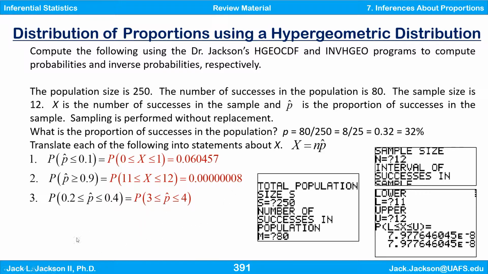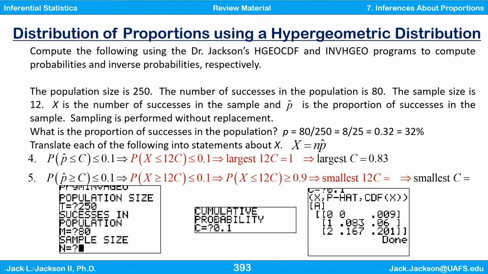The next one here, from 3 to 4, we just run the same program, just lower is 3 and upper is 4. We get about 0.37542.